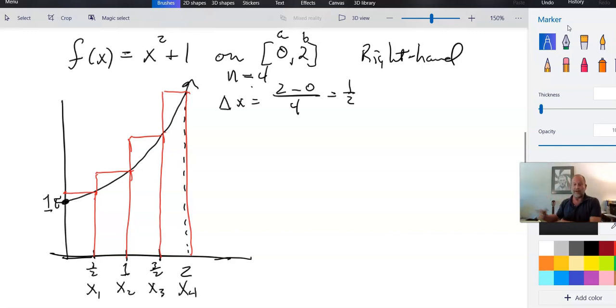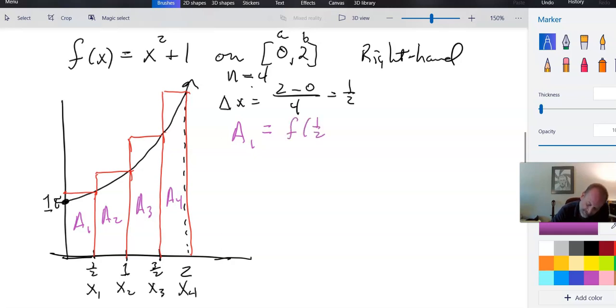We can just keep reusing it. We don't have to recompute it each time. And our evaluation points are at 1/2, 1, 3/2, and 2. Those are the right-hand side of each one of those rectangles. So I'm going to label these areas this way. This is area 1, area 2, area 3, area 4. And let's compute them. So area 1 is going to be the height of the rectangle, which, since the evaluation point's at 1/2, is going to be f of 1/2 times our delta x, which is 1/2.